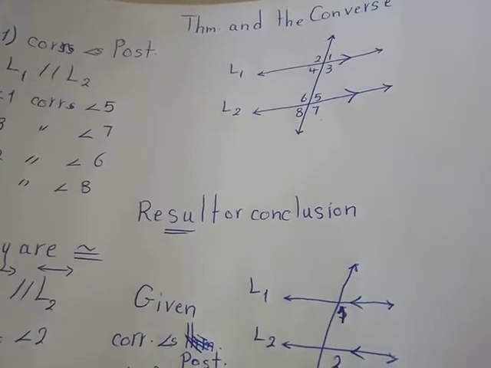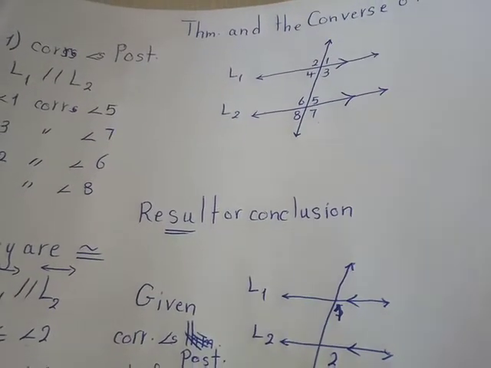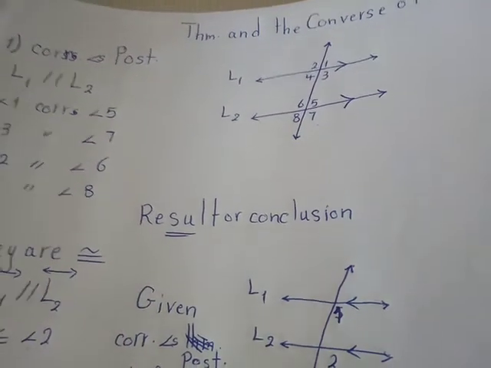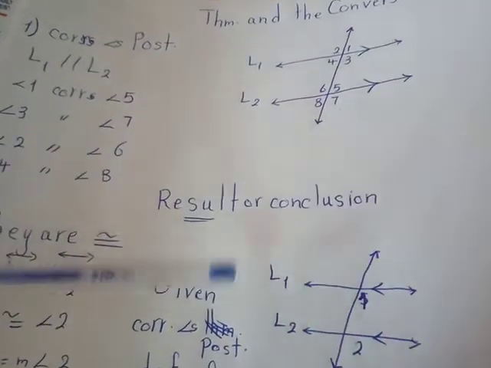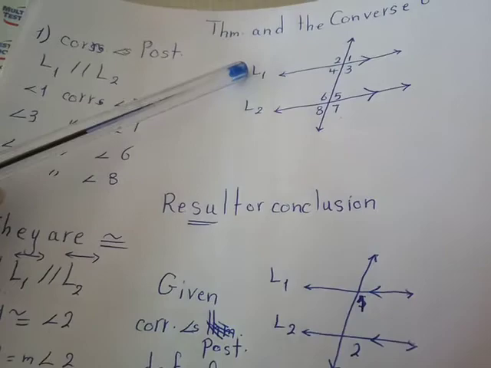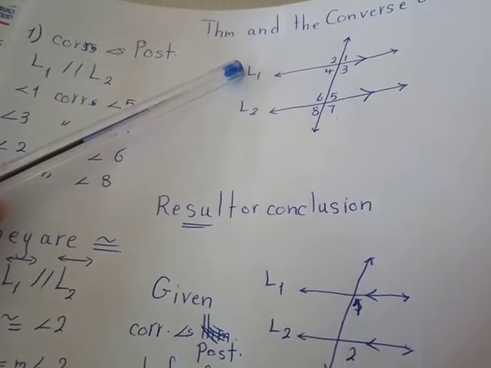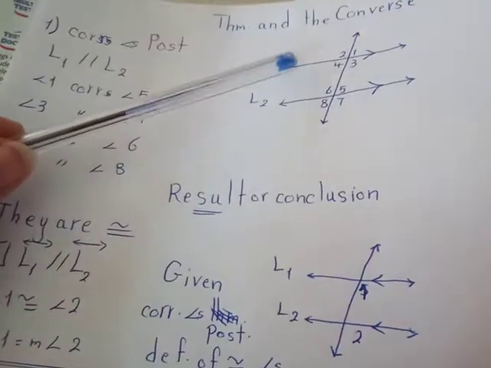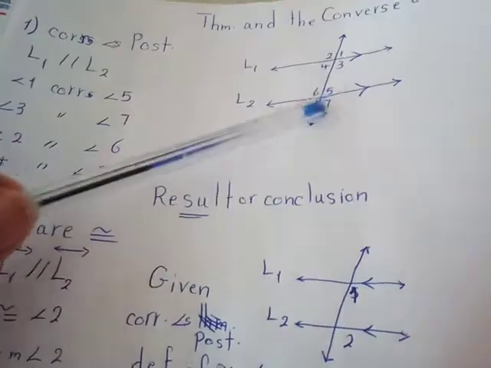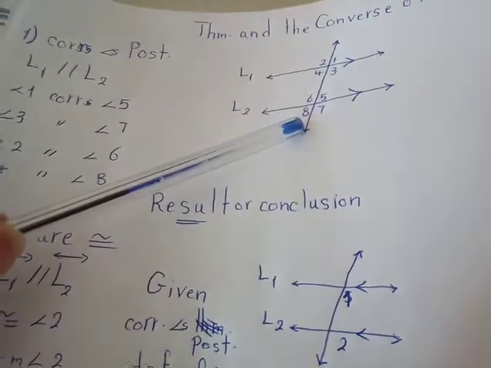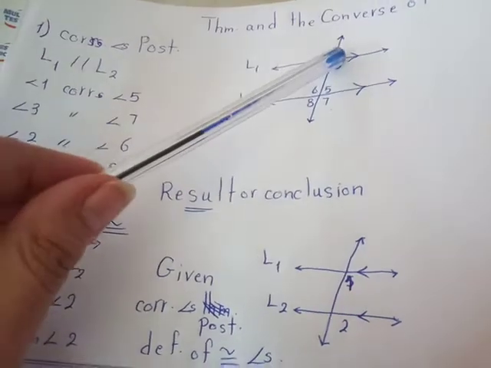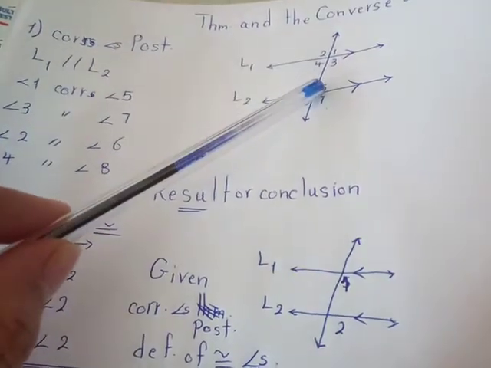Here, what is the given? What is the information you have? I have two lines parallel, L1 parallel to L2. And here we have two lines and we have the transversal. So we have corresponding angles. Angle 1 corresponding to angle 5.